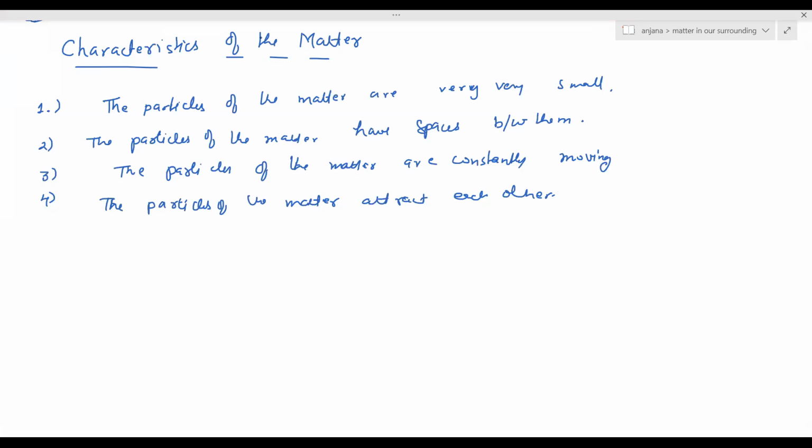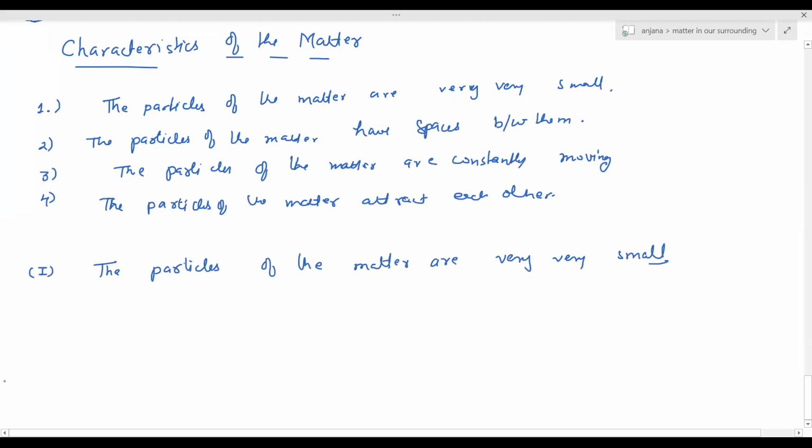Yes, ma'am. Okay. So first let's talk about the first one. The particles of matter are very, very small. So let's understand this with the help of a simple experiment.